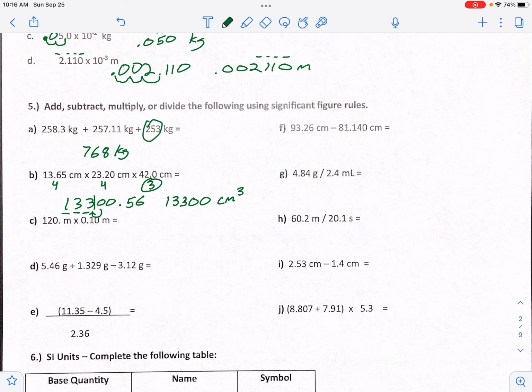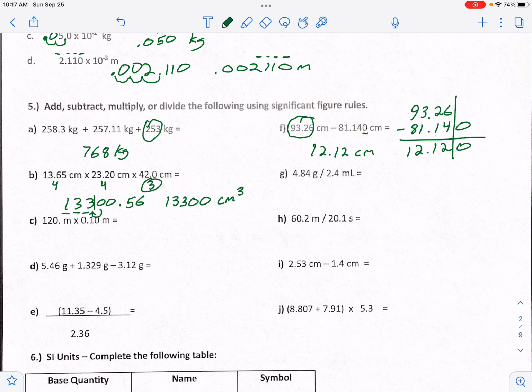I have 93.26 minus 81.140, so I am going to subtract this. I'm going to stack it: 93.26 minus 81.140. Please make sure your decimals line up. This comes out to be 12.120, but I have to figure out where to stop. I'm going to choose my least accurate number. That would have to be 93.26 because it only goes to the hundredths place. The 81.140 goes all the way to the thousandths place. So I have to stop at whichever one was the least accurate, and my answer would be 12.12 centimeters.